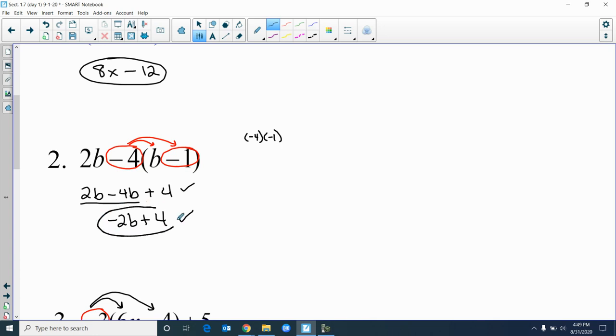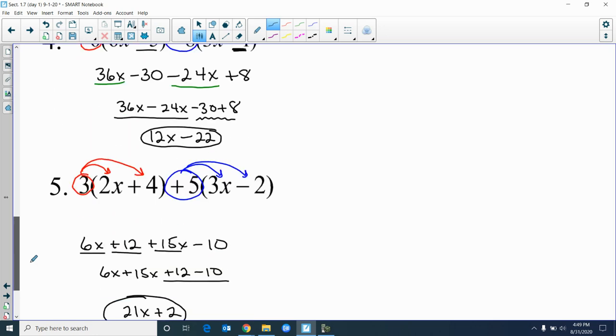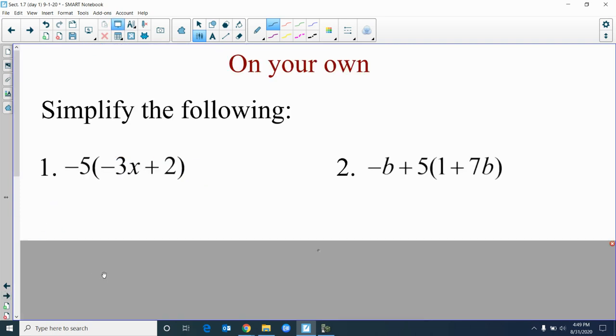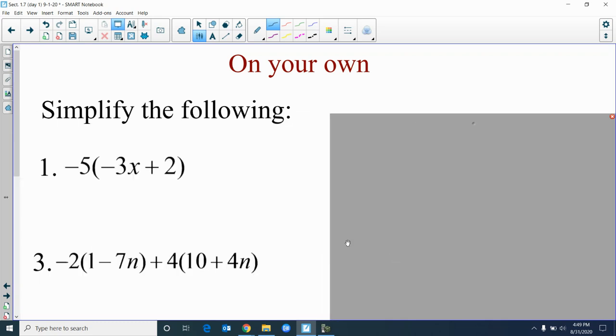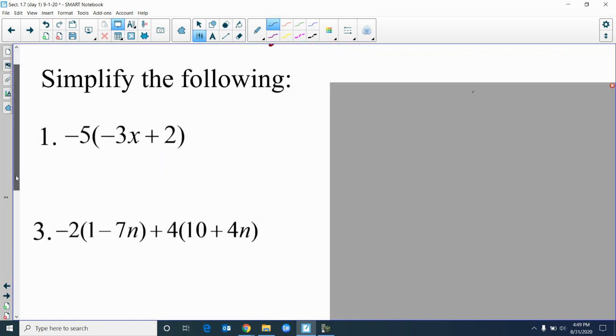So I need to make that -2b plus 4. All right, to save a little bit of time, let's just do these two. Do 1 and 3. Write those down. Try them. See what answer you get. Pause this for a second. Try those. And when you unpause it, I'll come back and I'll go through it with you. These are the key ones. We're using distributive property and combining like terms.